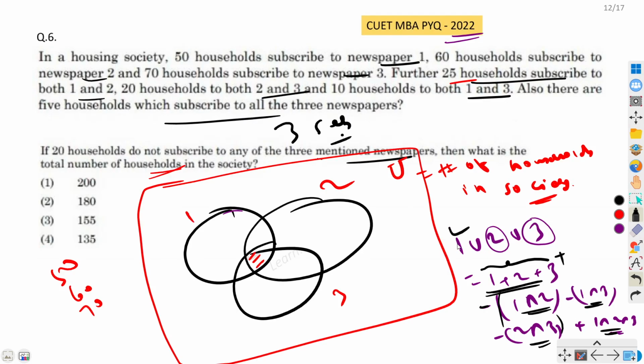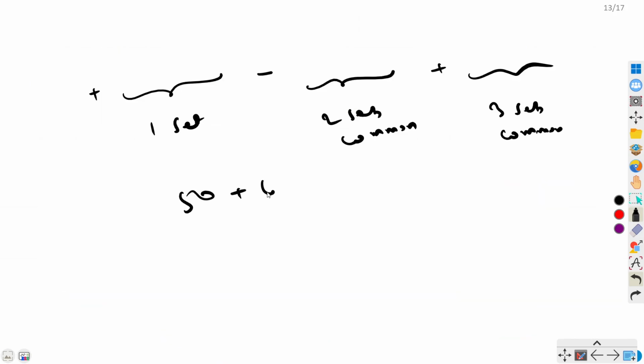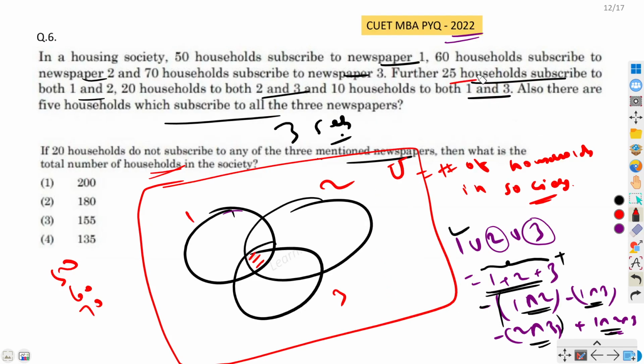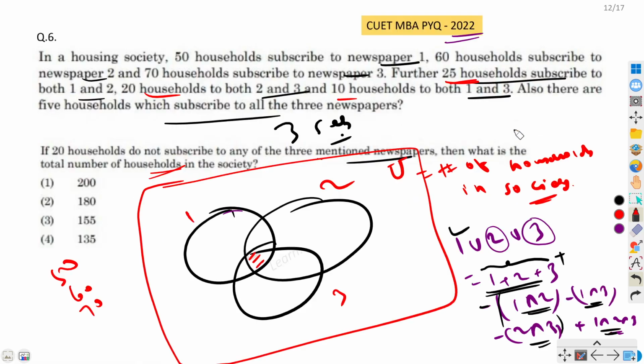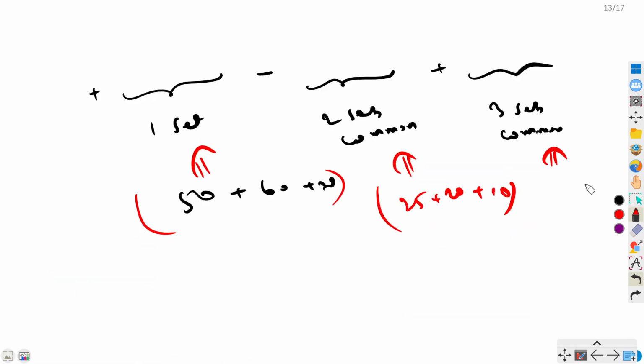So what is the number of households for first newspaper? 50, right? For second 60 and third 70. So 50 plus 60 plus 70. So these are for single sets. For 2 sets common, we have 25, 20 and 10. And for 3 sets common, I think we have 5. There are 5 households, okay?